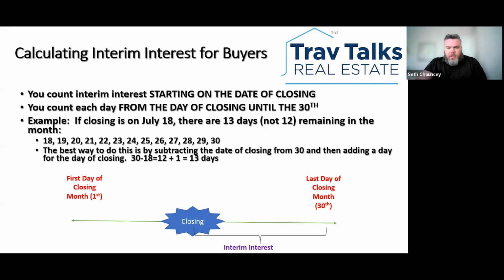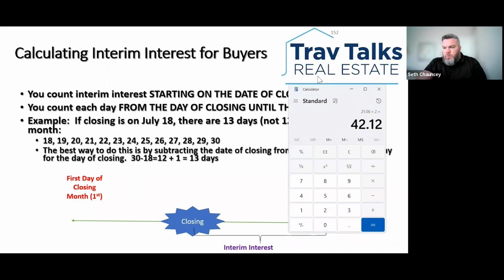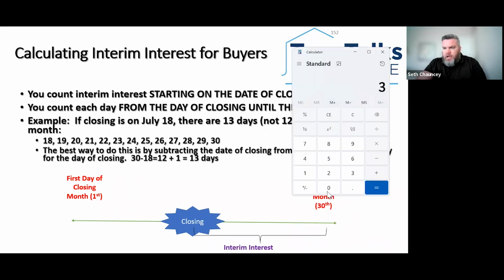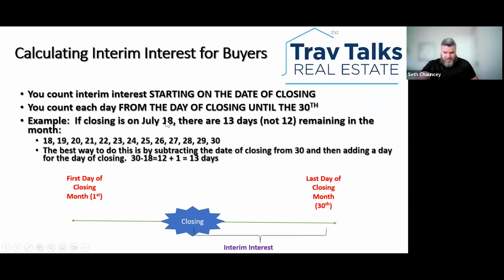So this is where we were talking about those days, right? When we're doing this, it is always 30 minus the day of closing plus 1, because you have to include the day of closing. And so this is just showing you, if you're closing on the 18th, you've got the 18th, 19th, 20th, all the way through and including the 30th, which makes it 13 days in this example that's closing on July 18th. So for interim interest only, are you adding that plus 1?